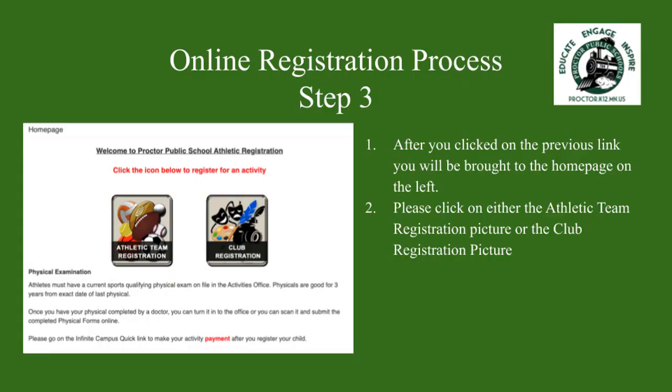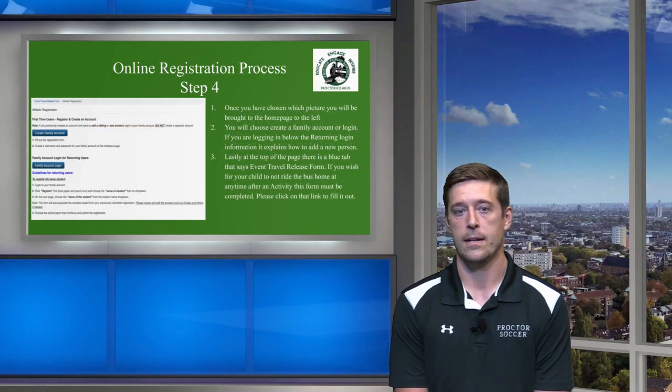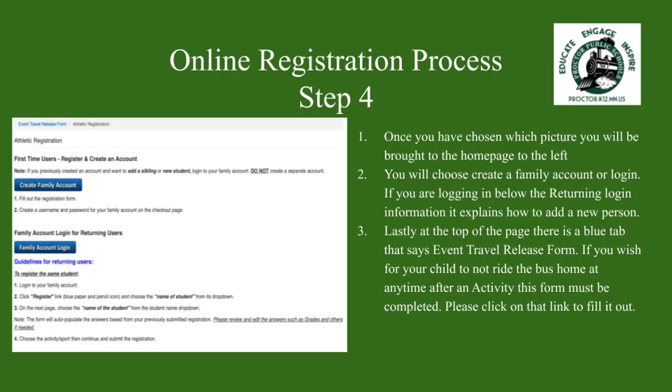Step three, after you've clicked through the previous two, you'll be brought to this page. There's an athletic team button and there's a club registration button. So if you're registering for a sport, please click on the athletic team. If you're registering for a club, please click on that tab. Now, I use the athletic one as the example.